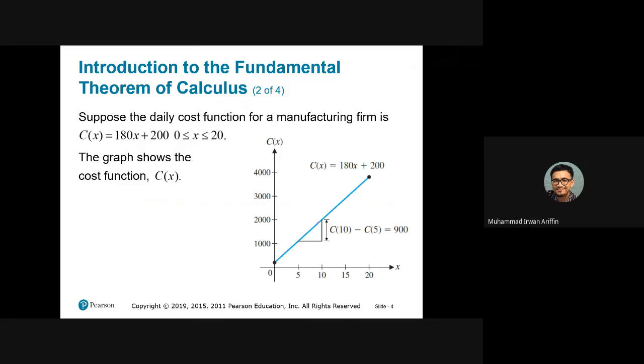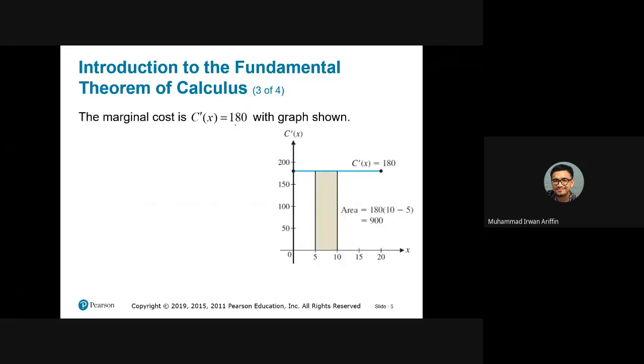From 200, this is the y-intercept. Let's say the change in quantity is from 5 to 10. Sorry, the slope is 180, but if we look at the change, the difference between the cost of producing 10 units and the cost of producing 5 units is 900. So the marginal cost is 180, a fixed marginal cost.